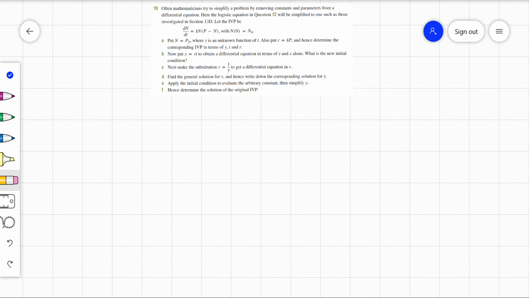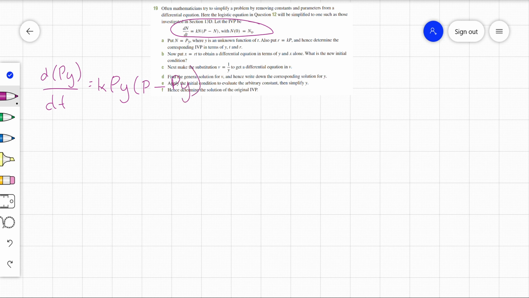Okay, so we are trying to simplify by removing constants and parameters from the original differential equation. First we're going to try putting N equals PY, and change this differential equation. So where N equals PY, when we do dN/dt, we've now got d(PY)/dt, and we've got k, N is PY, and P minus N is PY. That's what we'll end up with.